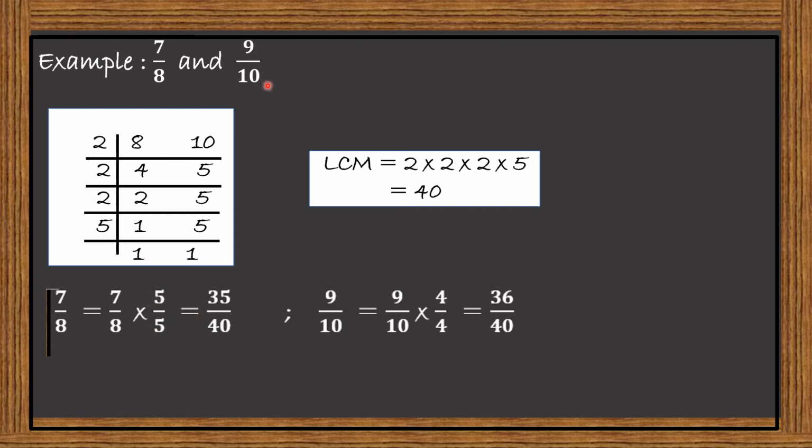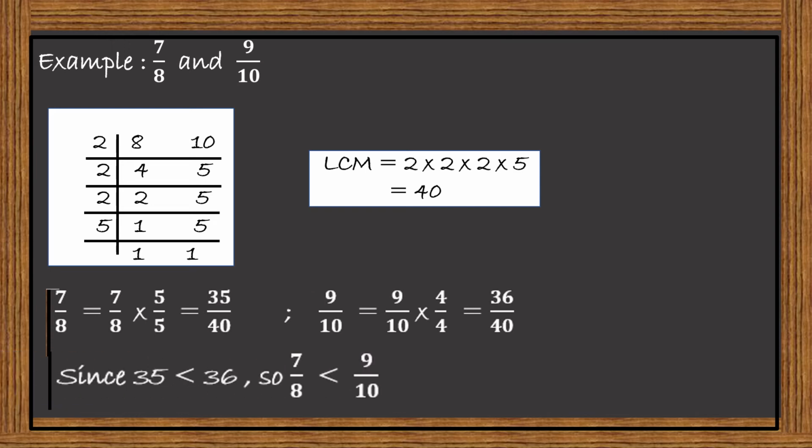Similarly, we have taken the fraction 9 upon 10. Then 9 upon 10 is multiplied by 4 upon 4. So 9 4s are 36 and 10 4s are 40. So here now we have the fractions 35 by 40 and 36 by 40. See, the denominators are the same now. Now we will compare the numerators, that is 35 and 36, and we can conclude.